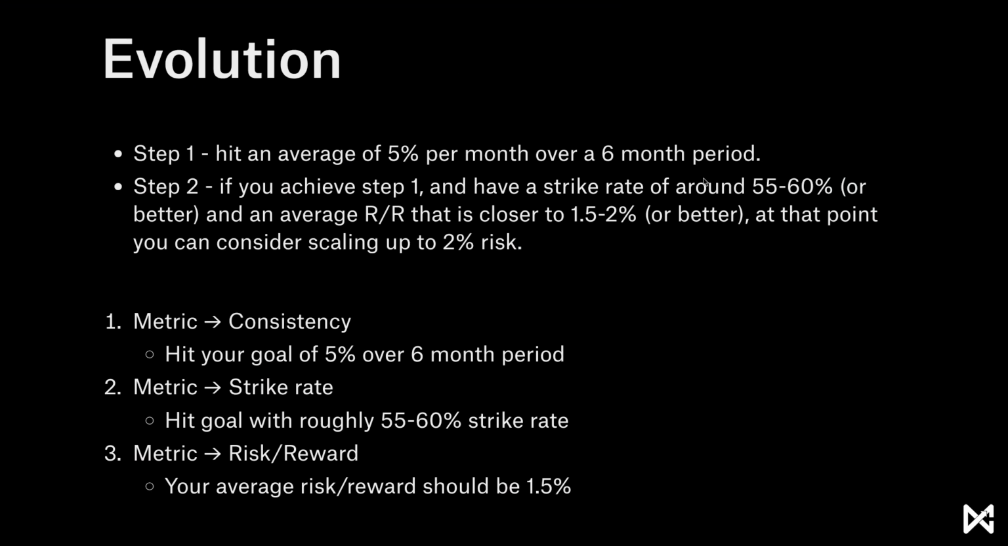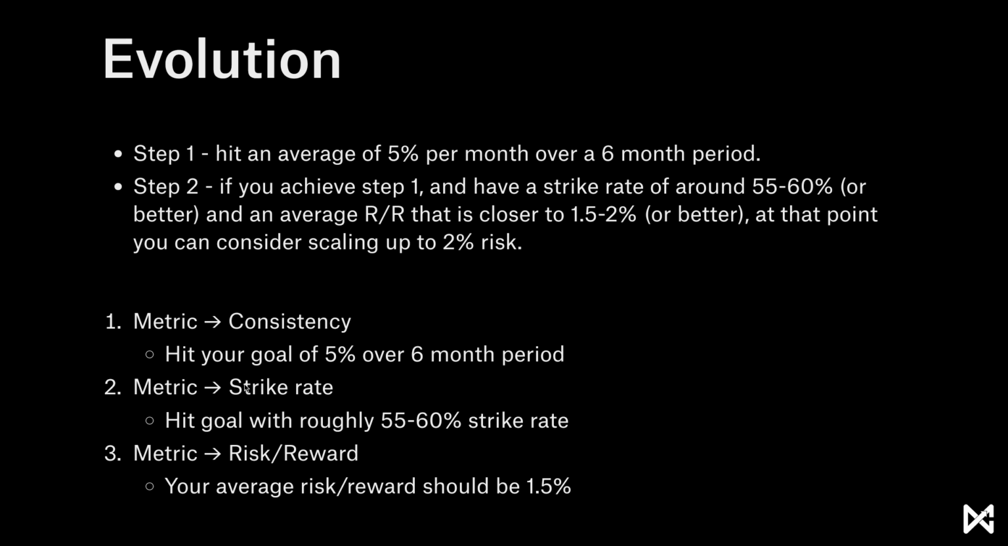So it can differ slightly, but either way, the goal here is to hit consistency over a certain period of time, right? In your monthly profit return, have a good strike rate and have a good reward risk ratio that gives you a consistent profit every single month, right? So metric number 1, consistency. Hit your goal 5% over a 6-month period. This is an example, right?